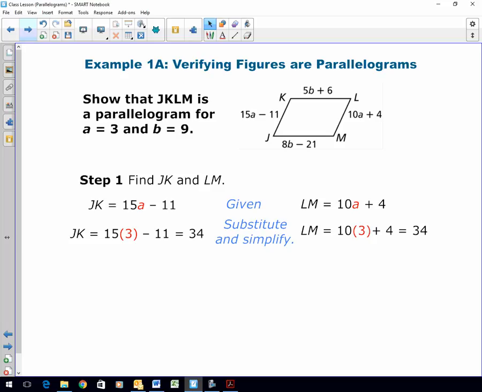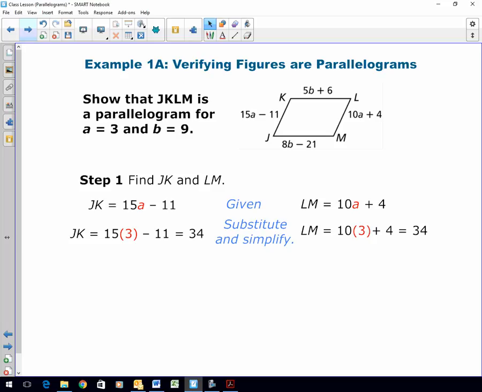Let's talk real quick. What would this look like in a problem? How about you here? Show that JKLM is a parallelogram. When it says show, you can say prove. JKLM is a parallelogram. What's one of the ways I can prove it? Well, if both pairs of opposite sides are congruent.